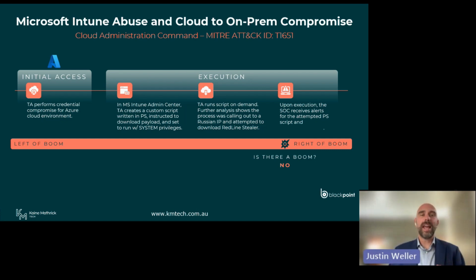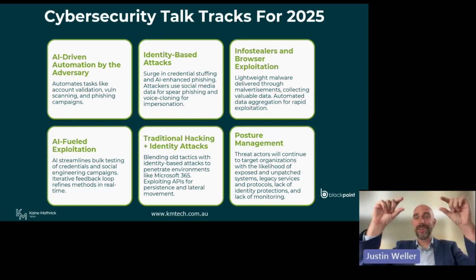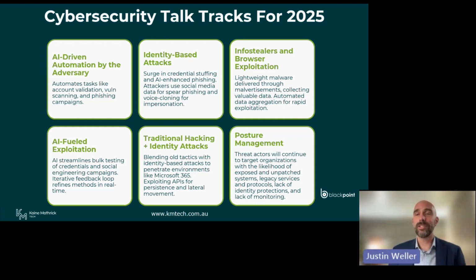So what is it that you guys can actually do? Well, talk tracks: AI-driven automation by the adversary is going up. We're seeing that dramatically here in 2025. We're also seeing massive identity-based attacks, info stealers and browser exploitations. What we're seeing a lot of right now is people Googling, let's say, QuickBooks 2025. Well, guess what? Threat actors are now buying Google ads and putting them up there. And now you click on that Google ad thinking you're downloading legitimate software and double clicking those softwares. We're also seeing traditional hacking and identity attacks, and then posture management is the next key.